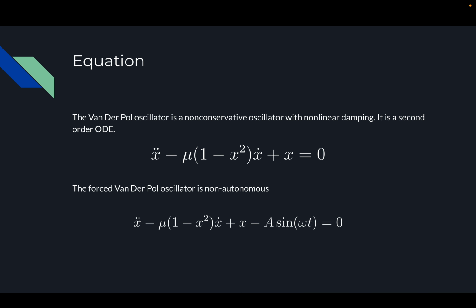So what is the Van der Pol oscillator? The Van der Pol oscillator is a non-conservative, non-linear oscillator that is represented by a second-order ordinary differential equation, which you can see on screen. The forced Van der Pol oscillator is a variant of this oscillator with an external forcing mechanism dependent on time, which makes this a second-order non-autonomous ordinary differential equation.